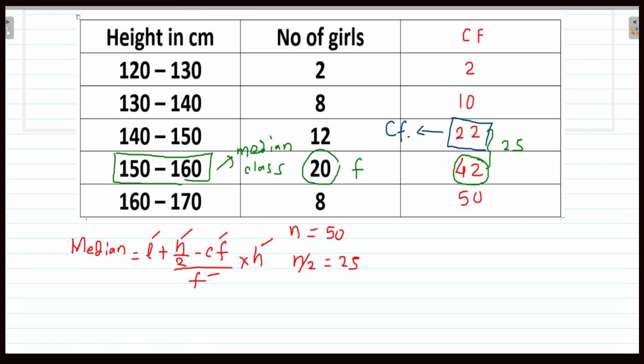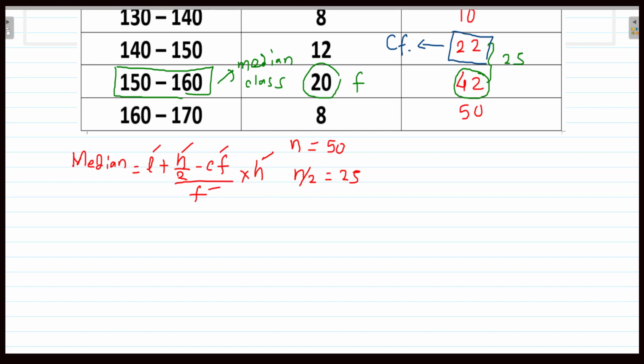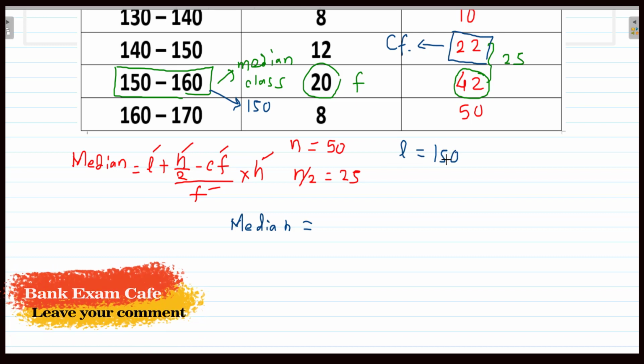So we will find the median of the given data by putting the values in the formula. So here you will get median equal to, now what you require, L. What is L? Lower limit of the median class. So the lower limit of the median class will be 150. This will be the upper limit, this will be the lower limit. So L will be 150.